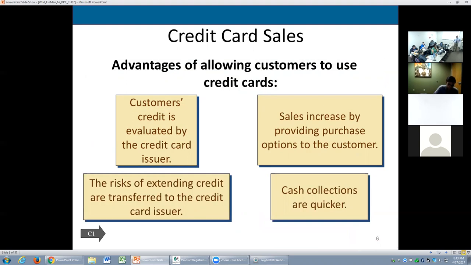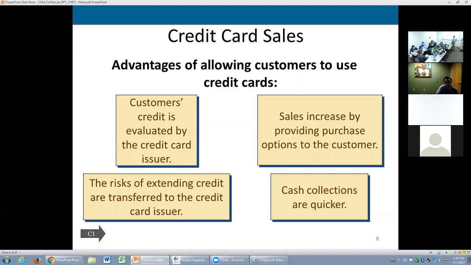Advantages of allowing customers to use credit cards. Why might someone want to allow you to use credit cards? So here, think of Visas, MasterCards, American Express, Discover cards. Also think of debit cards, sometimes referred to as ATMs. So why would someone want to allow us to use credit card sales? Allows us to purchase items without cash.